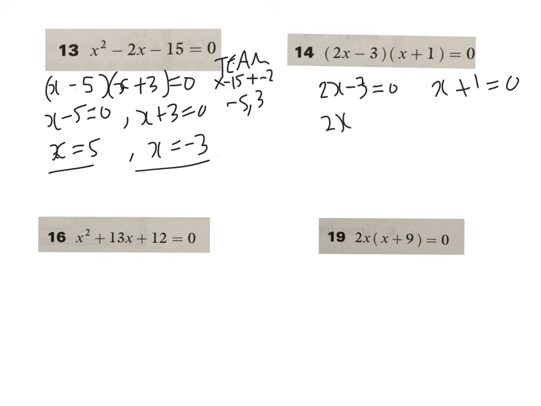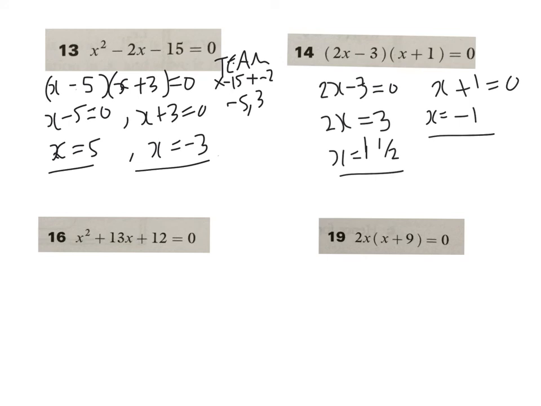Add 3 to both sides in this one, which gives 2x equals 3, and divide by 2 to get x is 1 and a half. On the second one, take off 1 from both sides to get x equals minus 1. There are your two answers.